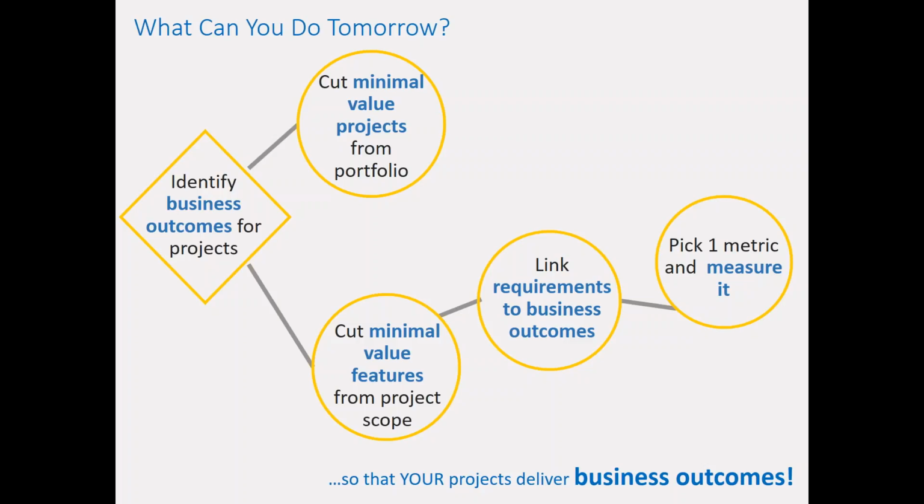And if nothing else, just try and pick one metric. I gave you some here today. Pick one and measure it. You can just start there. You don't have to do everything. But all of this, what we're trying to do is deliver those business outcomes. And so these are just kind of steps along the way that'll at least inch us in that direction.